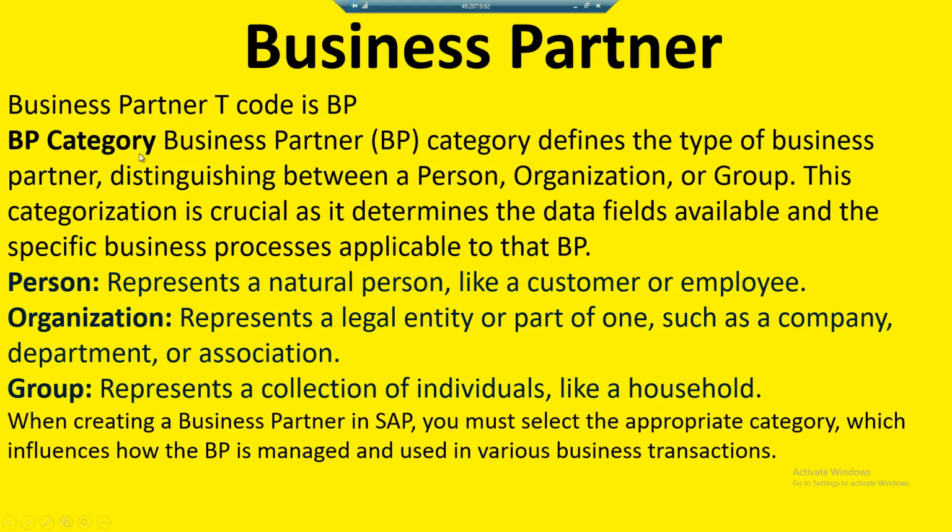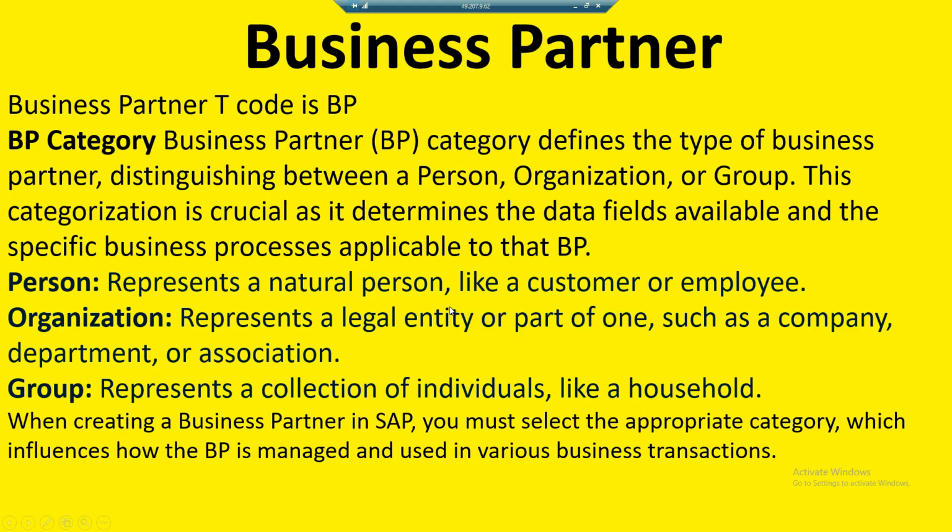Business partner category defines the type of business partner, distinguishing between a person, organization, or group. Okay, we have to distinguish the business partner. A business partner can be a supplier or customer. So we have to distinguish between person, organization, or group. This categorization is crucial as it determines the data fields available and the specific business process applicable to that BP.